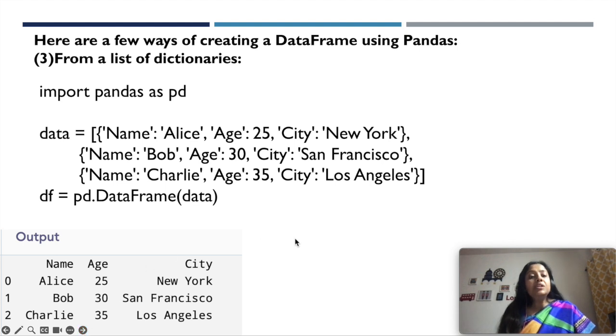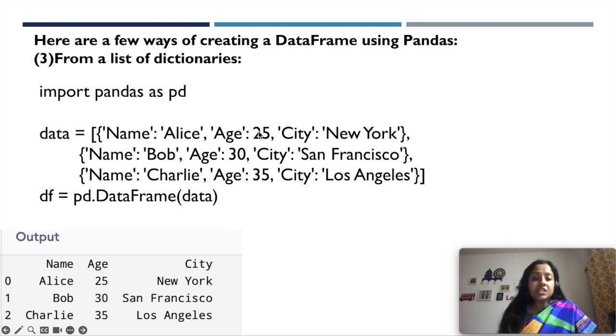Now we come to the third way of creating a data frame, by using a list of dictionaries. In the first case, we had used one dictionary. Here we are using a list of dictionaries. What did we do here? As you can see, my dear students, there is a list, and there are multiple dictionaries inside that.